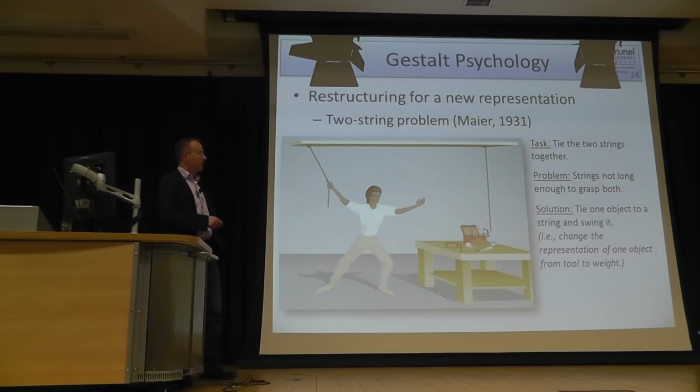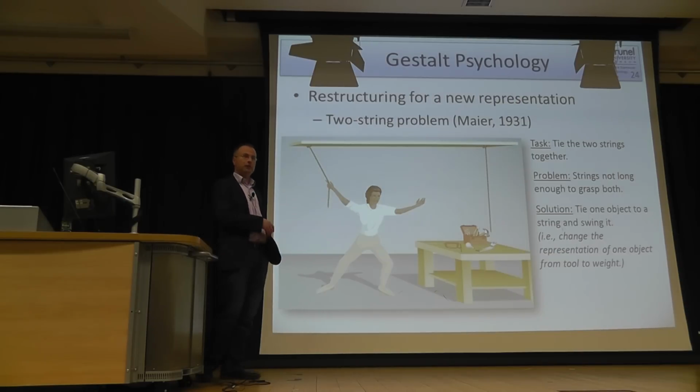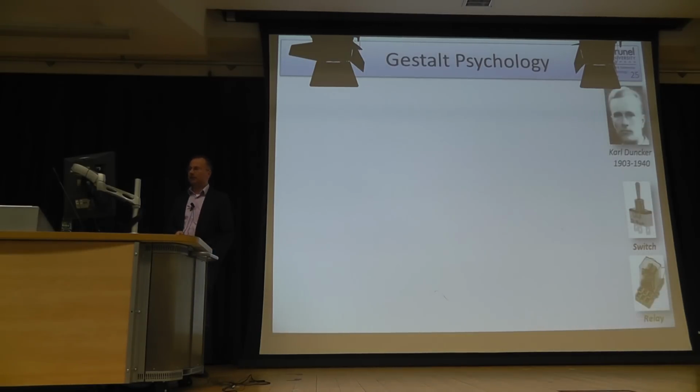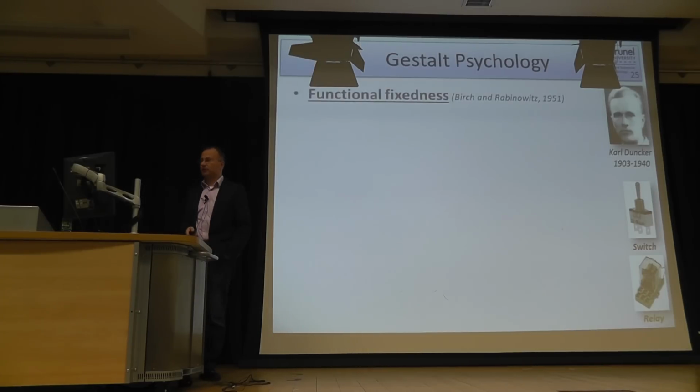The experimenter sometimes can try to induce the solution, for instance, by brushing the strings so that it starts to swing slightly, so to give participants a hint. And this is called functional fixedness. And that means we have the tendency to consider only the usual function of objects. We have problems to think beyond what we could use the object for other things. And Karl Duncker did quite a bit of research on this functional fixedness.